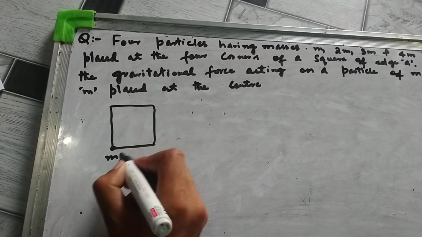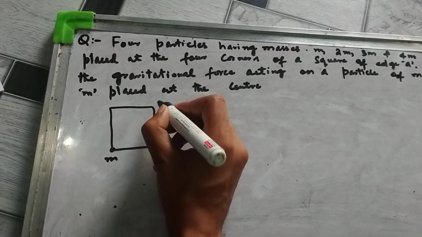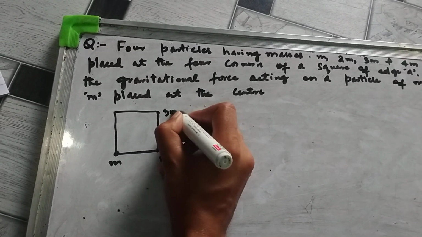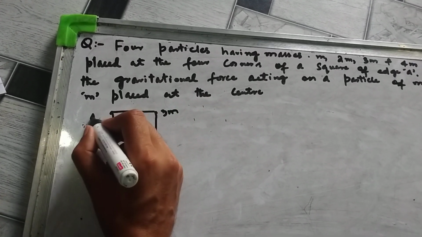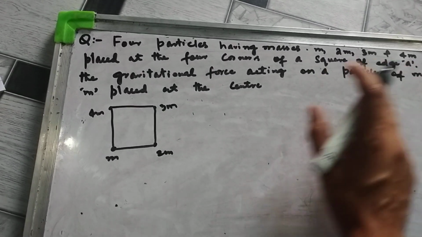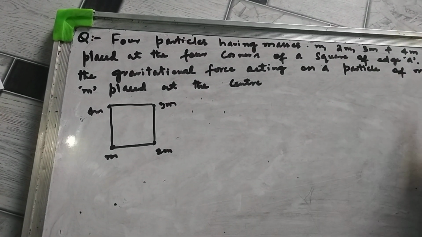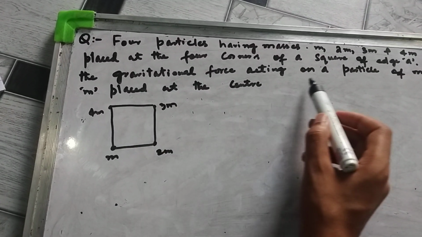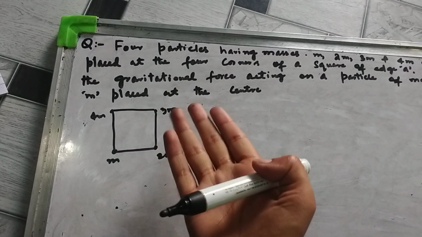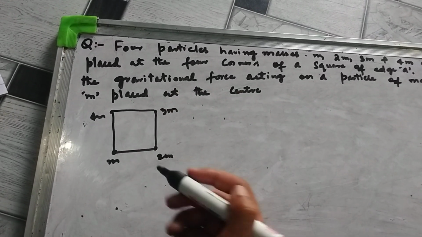M, 2M, 3M, 4M like this. We need to calculate the gravitational force acting on a particle of mass M placed at the center.